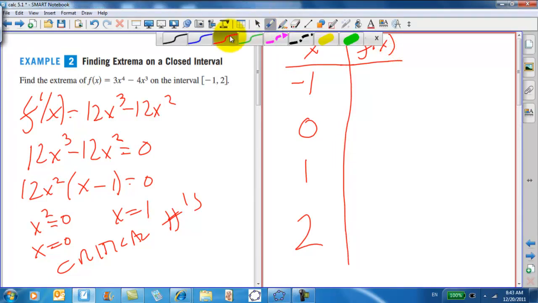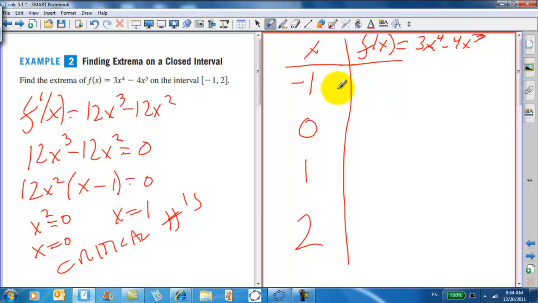Okay, now we're going to actually put these into the function. f(x) = 3x^4 - 4x^3. And if you had this in your calculator, you could just do your trace or your function evaluation. But some of these are pretty easy. You put in 0, that makes 0. You put in 1, you get 3 - 4, which is -1.